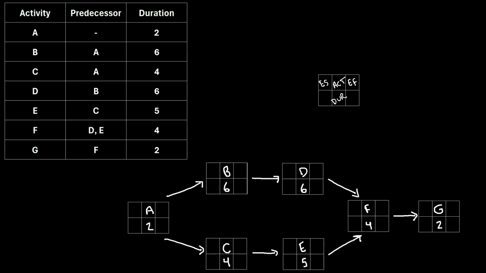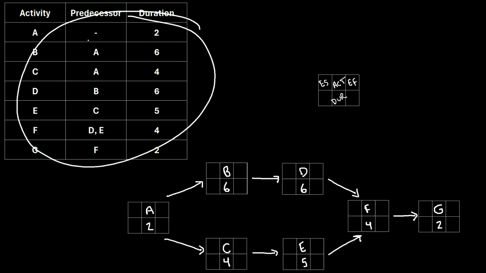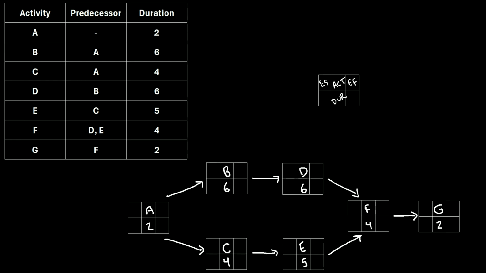In this video, I will explain how to find the early start and the early finish of each activity in a PDM network diagram. So let's consider the following project right here. We have some project with 7 total activities. This table shows the activity names, the predecessor to each activity, and the duration of each activity.